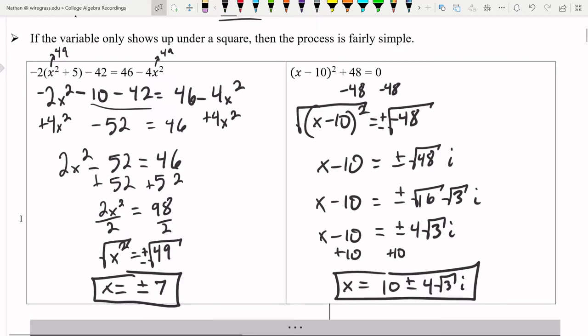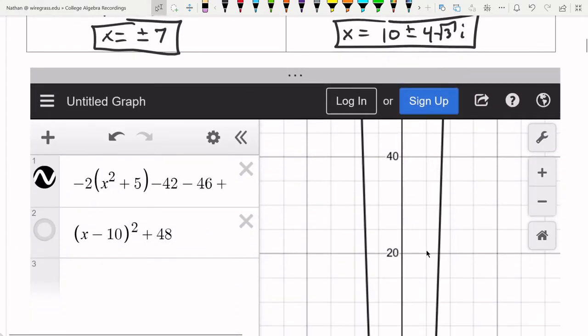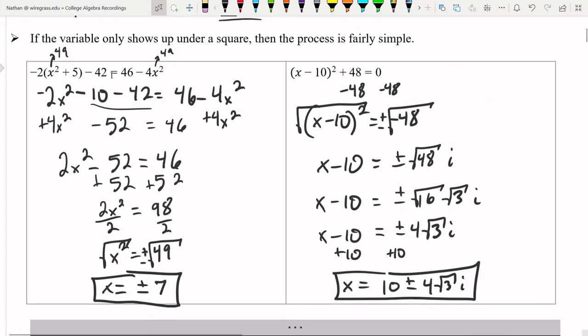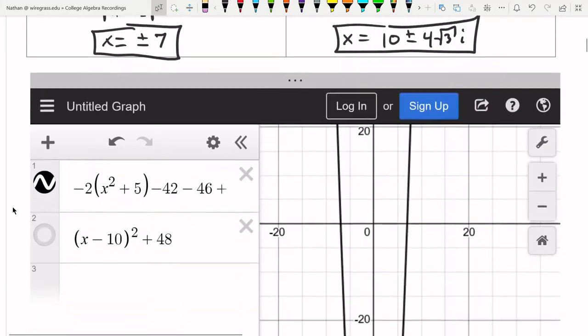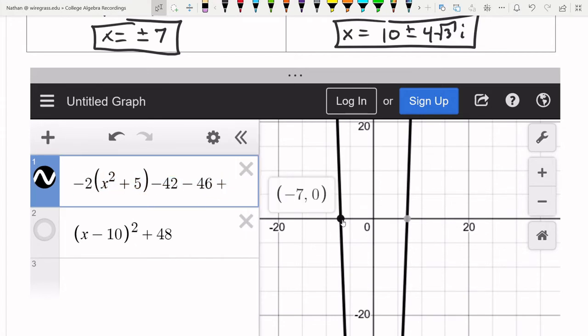Okay, let's graph these things. I want to show this first one graphed. And you can see here, when it equals 0, if I subtract 46 over to the left side, add 4x squared to the left side, then I get this equation. And this equation equal to 0 is the same thing as the x-intercepts. That happens at 7 and -7, which is what I found.